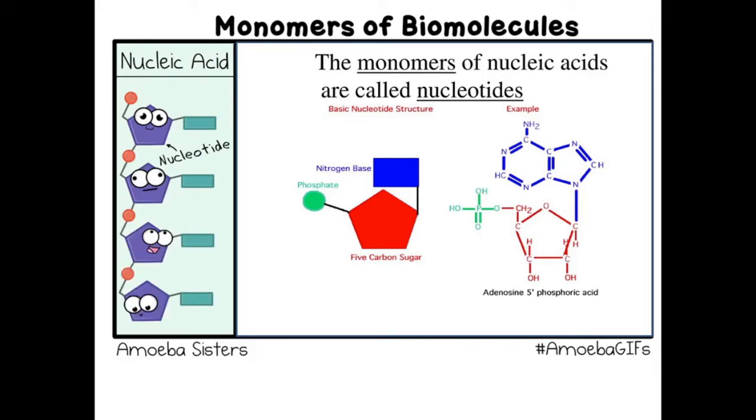Here is given the basic structure of nucleotide, which contains 3 chemical units such as nitrogen base, phosphate and 5 carbon sugar. For example, the molecular structure of ADP is given here.